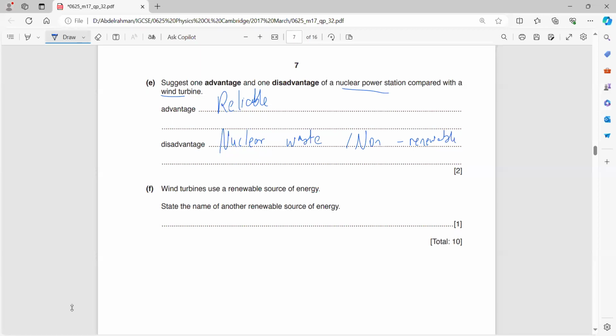Wind turbines use a renewable source of energy. State the name of another renewable source of energy. We have so many other renewable sources of energy. You can't say wind again. Solar energy, tidal energy, wave energy, hydroelectric, geothermal. You have a lot of them, but try to avoid saying wind again.